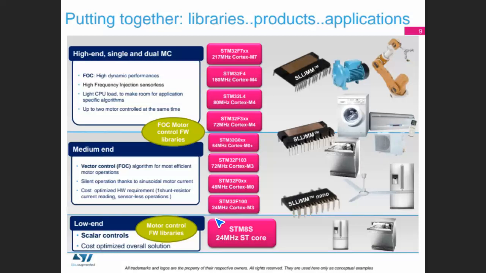What is high-end, medium-end, and low-end? High-end means high performance applications. For example, KUKA, HVAC and pump applications. These are advanced applications. What makes them advanced? High dynamic performance, also high frequency injection, maybe sensorless control, light CPU load, for example up to two motors.